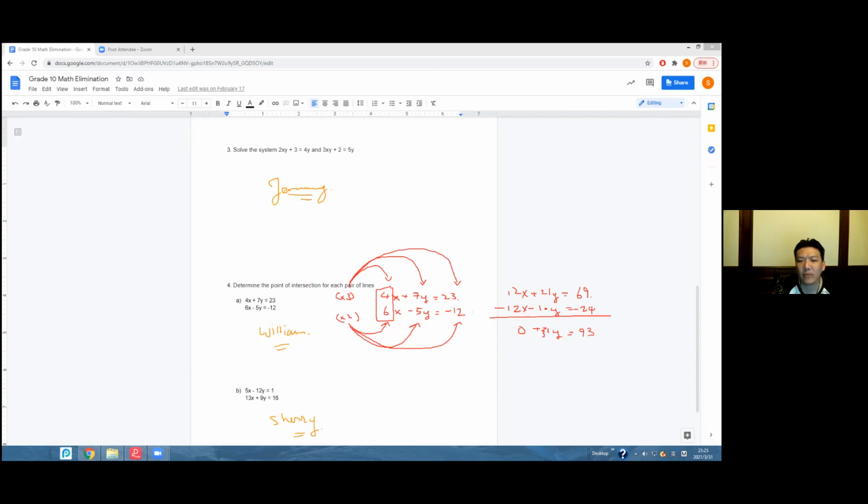21y minus 10y is... No, minus negative 10y. Minus negative 10, right? So it's positive 31. So you end up with y as... Does that make sense? You do have to still remember your basic integer operations. Okay, yeah, I get it. All right, so we have y equals 3. Substitute it back into equation number 1 or 2 in order to solve for x.